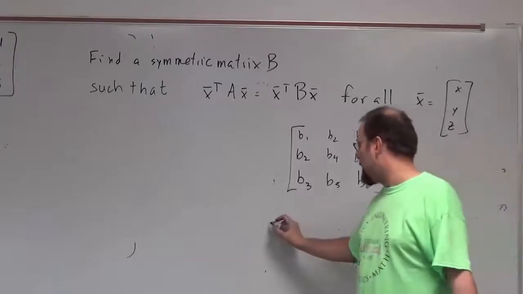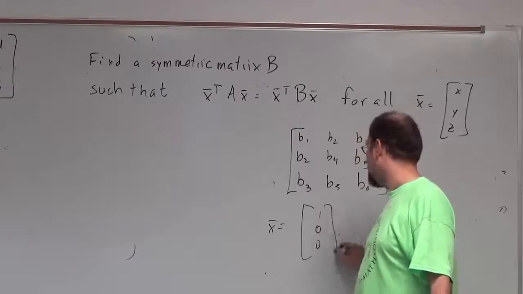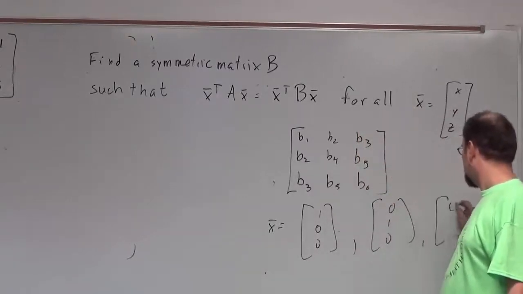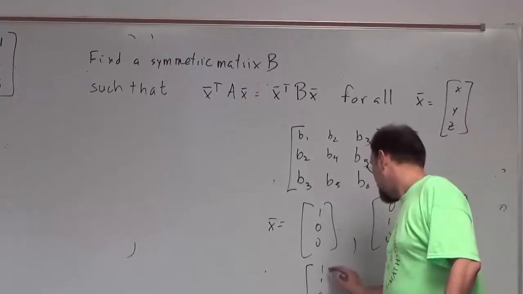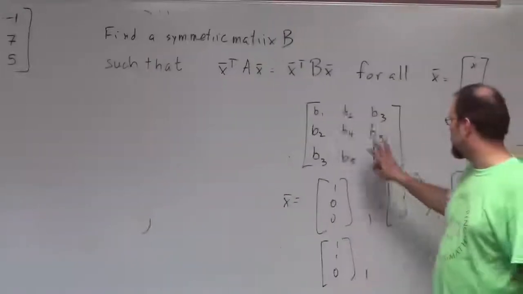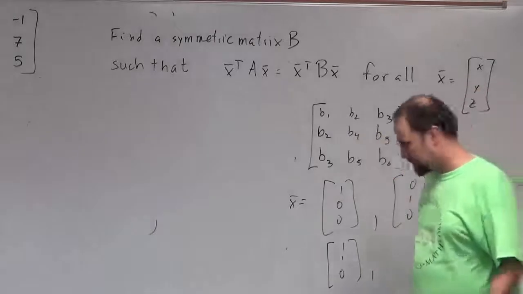So then you can try letting x be very simple vectors, like 1, 0, 0, or 0, 1, 0, 0, 0, 1, and so on. It's probably not going to be enough, so you need to try some other ones. And then you get a system of equations and unknowns where you can solve for these unknowns. Okay? You can find this matrix.